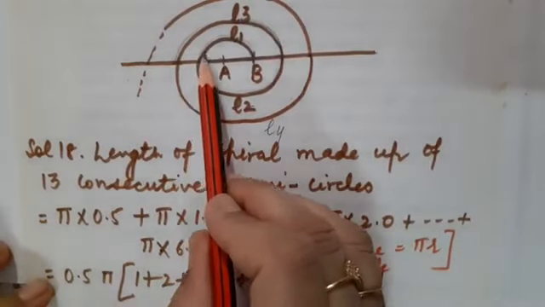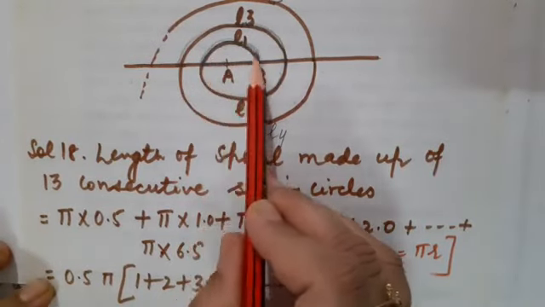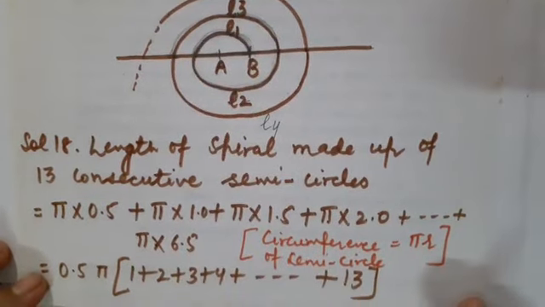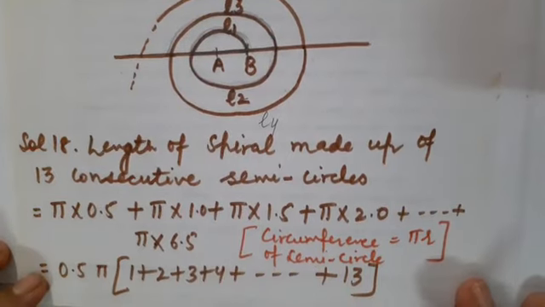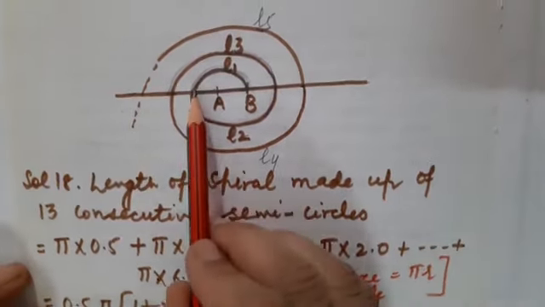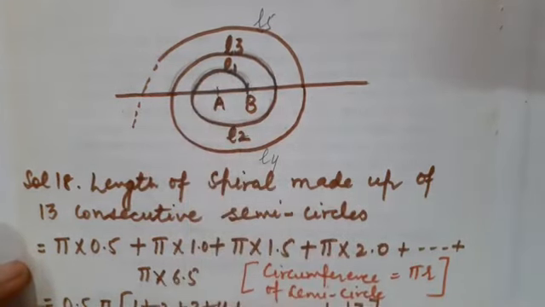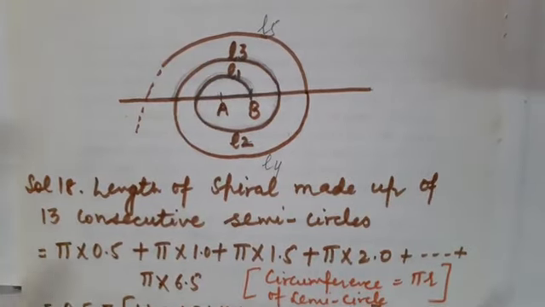What is this L1 actually? This is the length, or I should call it the circumference, of the semicircle whose center is A. Correct, student? So children, you know very well how to calculate the circumference of the circle, that is 2 pi r. But here the spiral is going to be formed by semicircles. So definitely it will be 2 pi r divided by 2, that is pi r. Correct? So let us find the total length of the spiral which is made up of 13 consecutive semicircles. So the formula is pi into r.